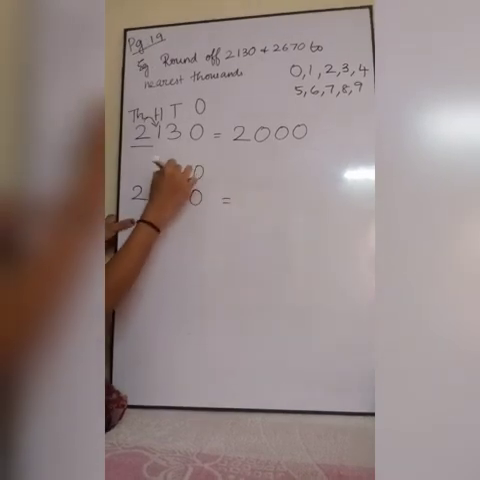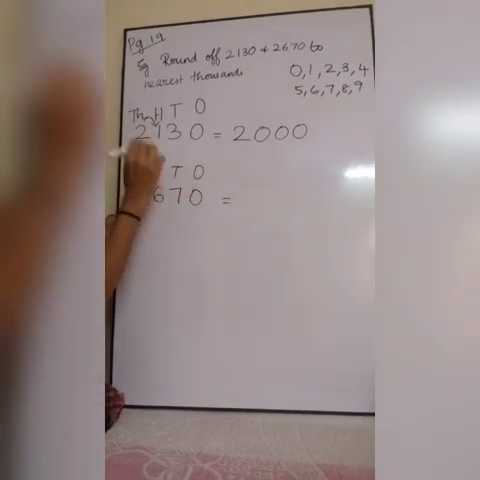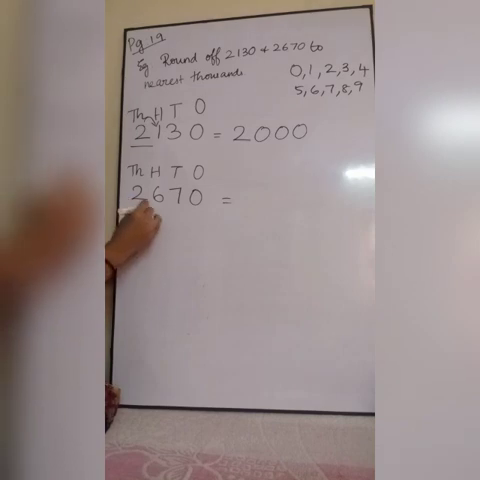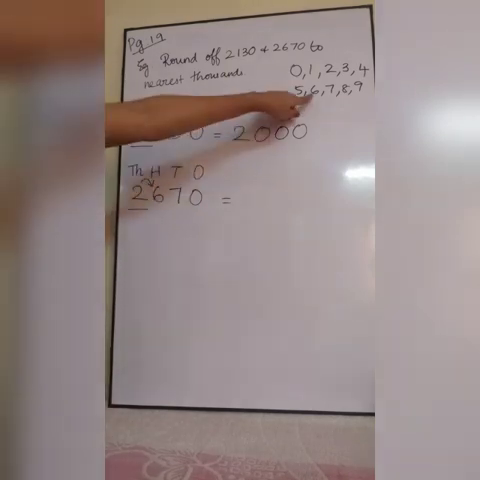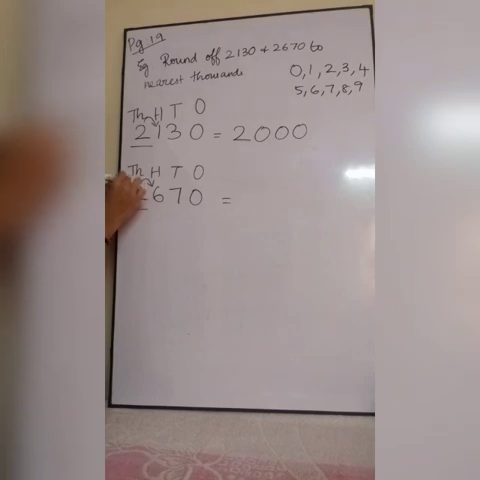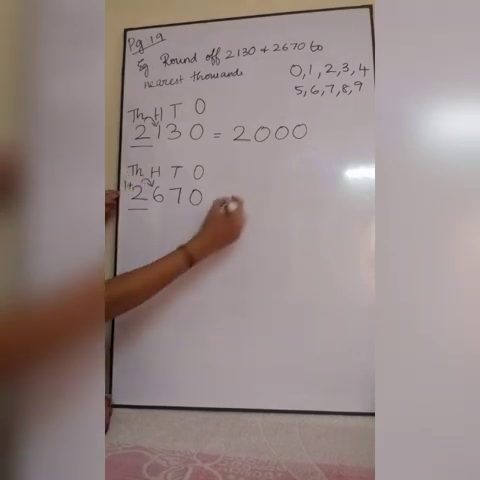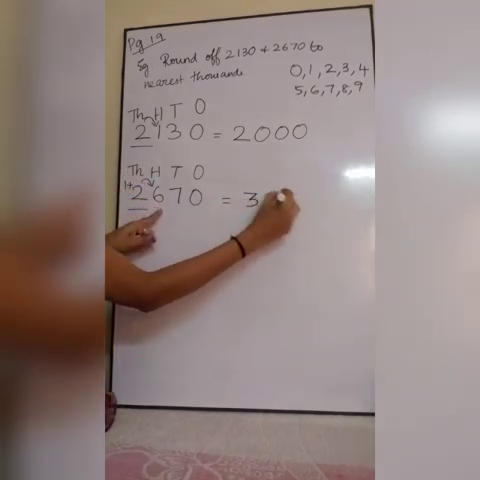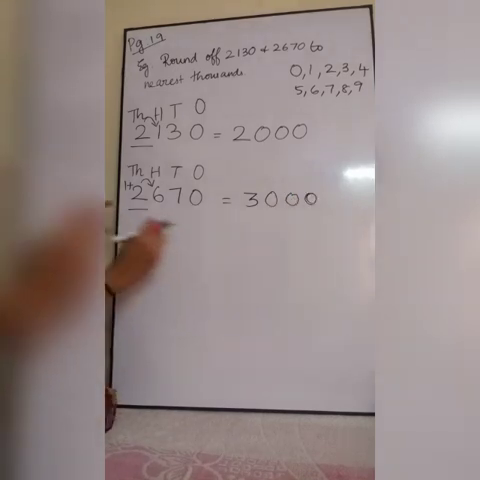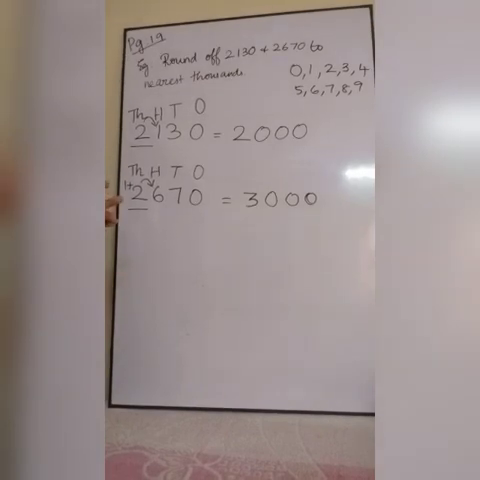So ones, tens, hundreds, thousands. So which place is there? Thousands. So 2 is in thousand place. So which should you see? You should see the 100 place. 100 place, what value is there? 6. 6 means just add 1 to the thousand place. So 2 plus 1, 3, 0, 0, 0. So this is the round off to nearest thousands.